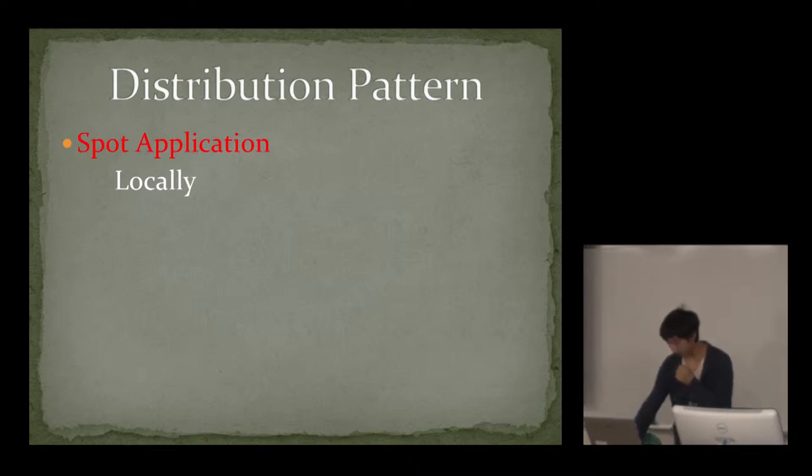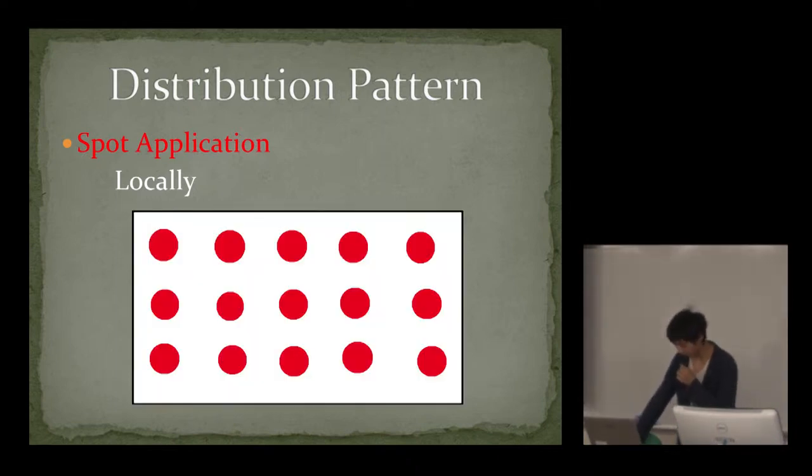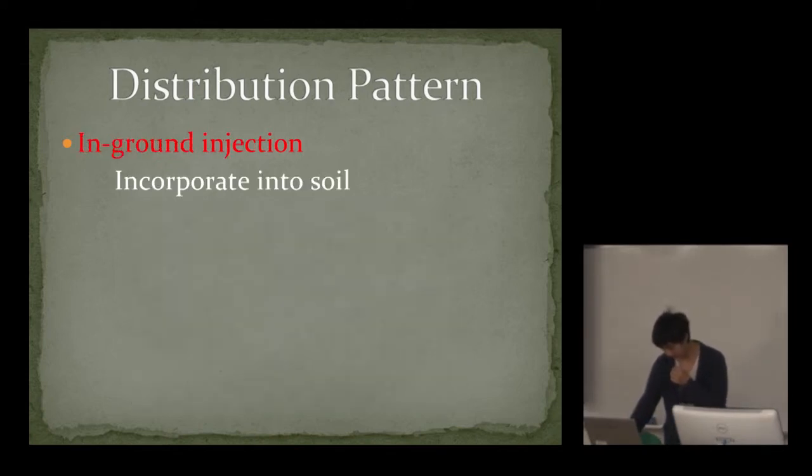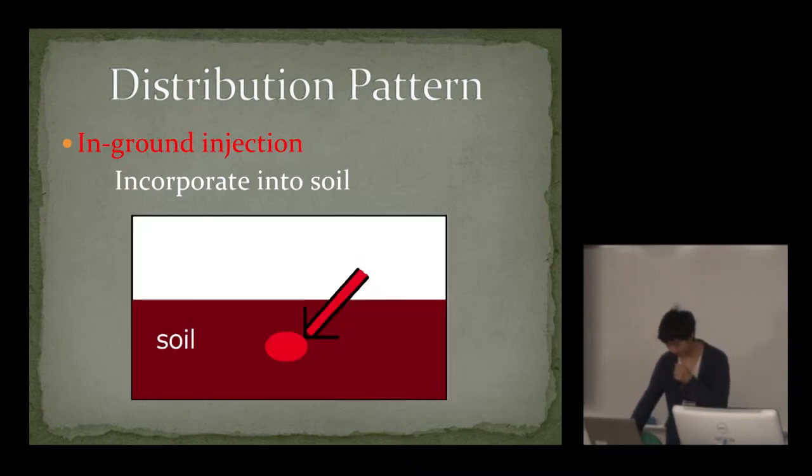Third is spot application. Apply locally like this. Last is in-ground injection. As you can see, fertilizer is incorporated into the soil by sharp tubes.